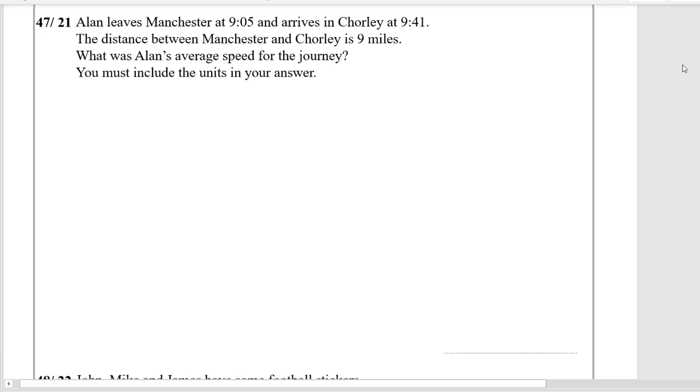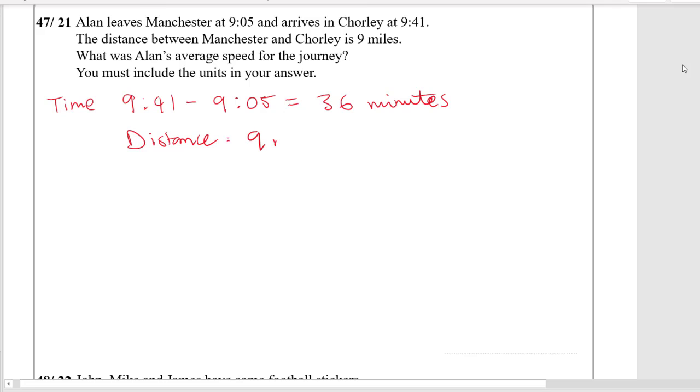So he starts at 9:05 and arrives in Chorley at 9:41. Okay, so let's find the time altogether, what the time difference is. So 9:41, take away 9:05, and that gives us a total time which is 36 minutes. The distance between Manchester and Chorley is 9 miles. So that was our time. Let's label it as time, and we got a distance which is 9 miles.